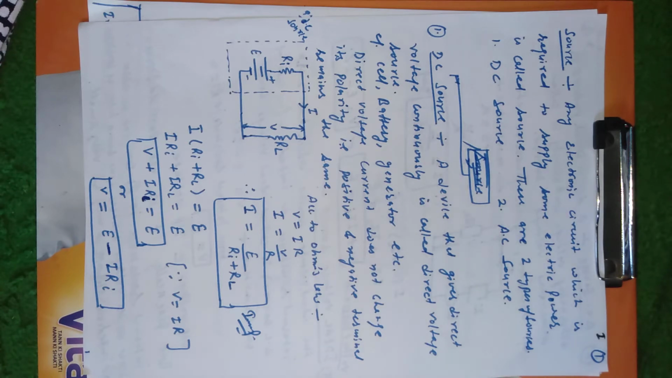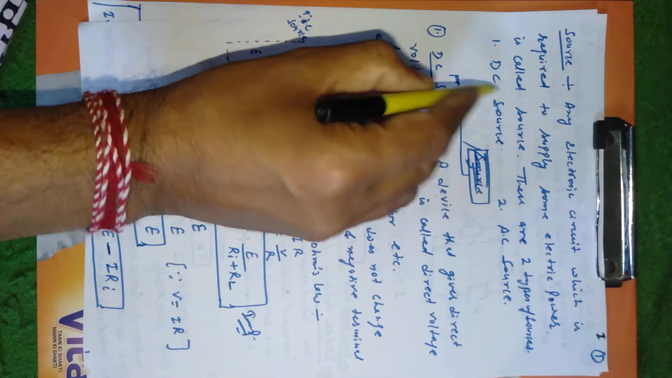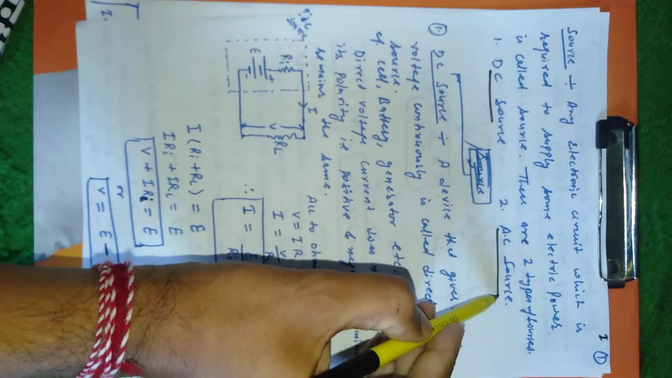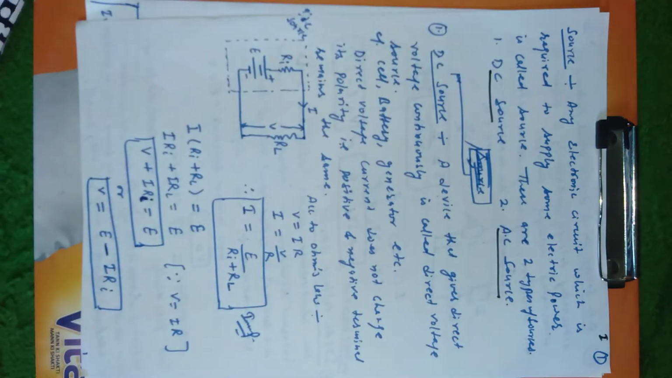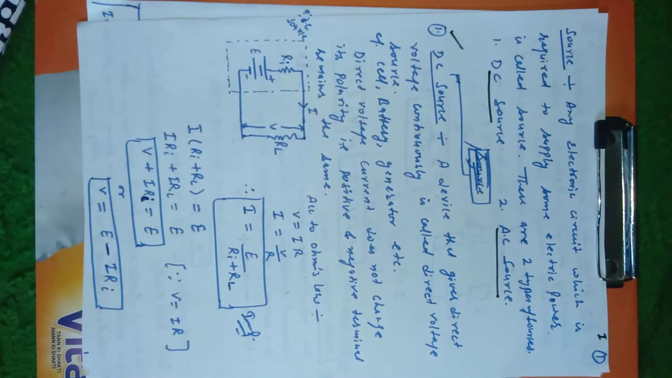So you can say the definition of source is any electronic circuit which is required to supply some electric power is called as source. There are two types of sources. One is known as the DC source and second is known as the AC source. Okay, so we will talk about first what is DC source.